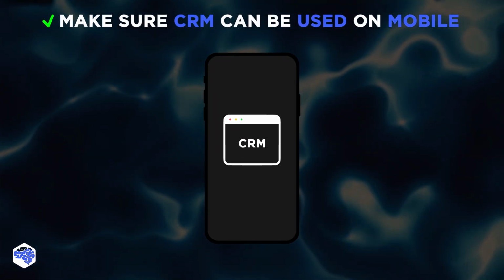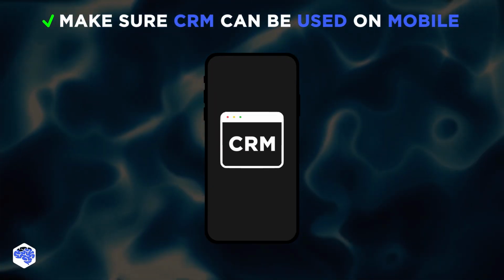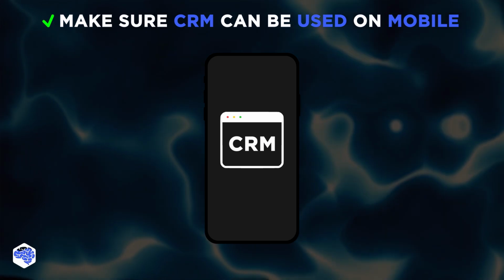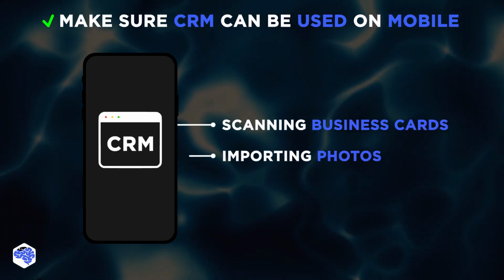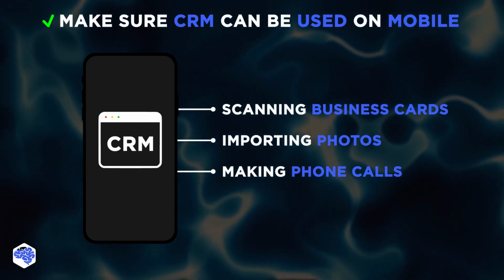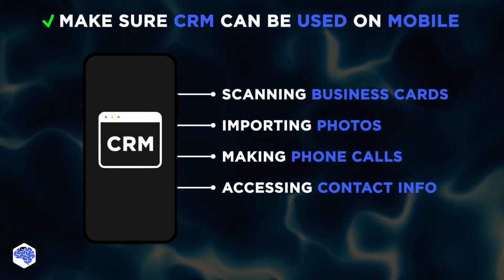When you choose a CRM with mobile features, you can often blend it with other mobile capabilities, such as scanning business cards, importing photos, making phone calls, and accessing contact info.